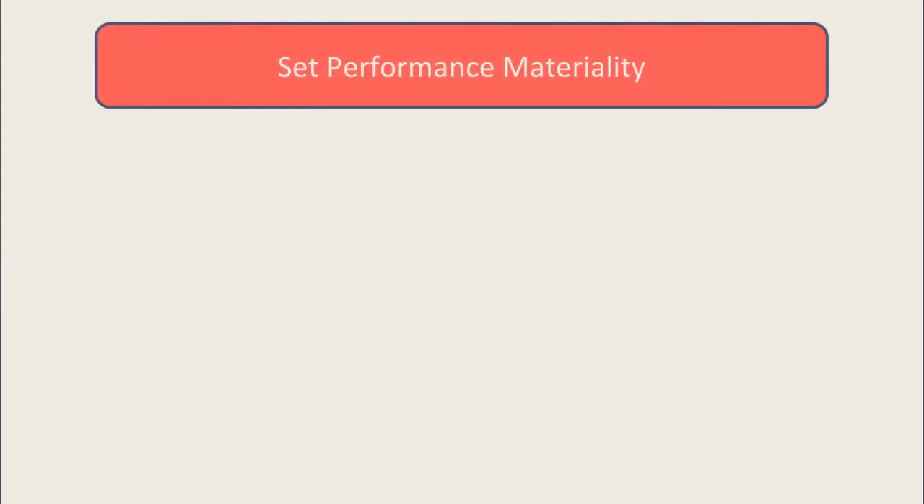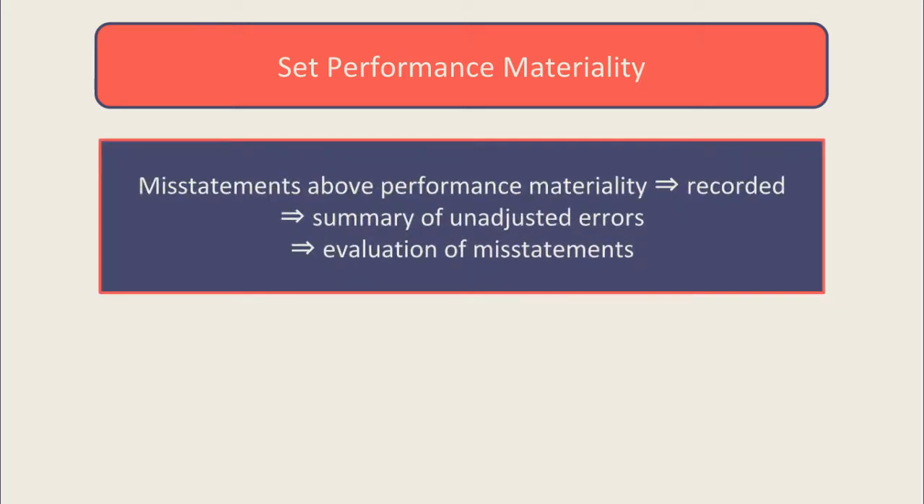The auditor must also consider and set performance materiality at the planning stage. This is a smaller amount than materiality, usually a percentage of the materiality they have calculated. The idea is that if any misstatements identified while performing audit procedures are above performance materiality, they are recorded. This is usually in a spreadsheet, often called the summary of unadjusted errors or evaluation of misstatements.